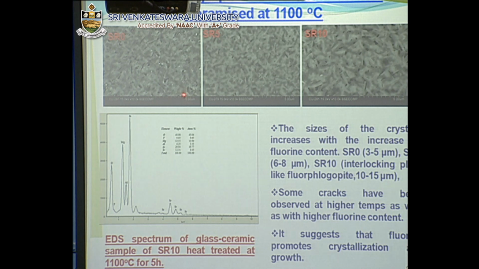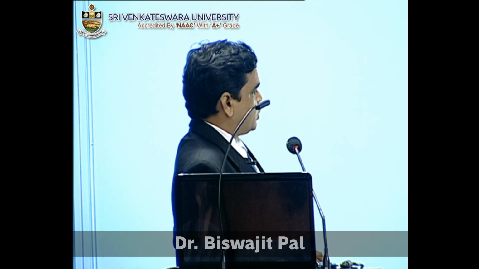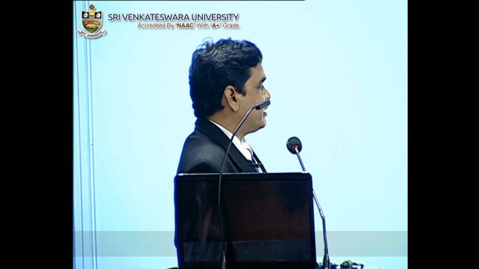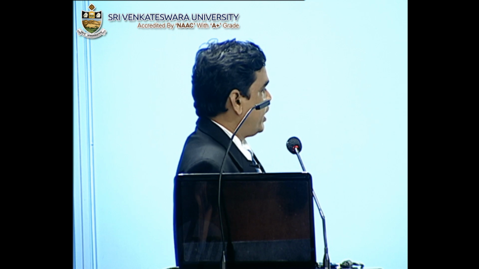Now for the fluoride variation, the size of the crystals increases with increasing fluorine content. For SR0, the size is 3 to 5 micrometer. For SR5, it is 6 to 8 micrometer. For SR10, there is interlocking plate-like fluorphlogite, and that size is 10 to 15 micrometer. Some cracks also appeared at higher temperature as well as with high fluorine content, so it suggests that fluorine promotes crystallization as well as growth.